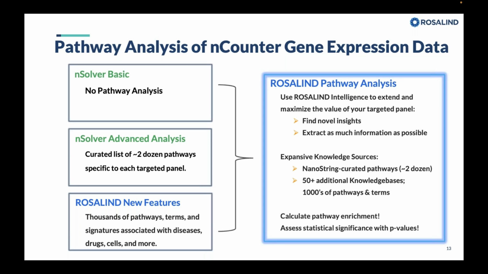Now at Rosalind, we wanted to make your targeted data even more valuable and extract as much information and get novel insights out of your data. So we added a lot of new features. Essentially, we went to public repositories, public knowledge bases, and we pulled out thousands of new pathways, terms, and signatures associated with diseases, drugs, cell types, virology, a lot more information. So in addition to those 24 or so pathways you're analyzing in NSolver Advanced Analysis, we're bringing thousands of more terms to your pathway analysis to give you this very expanded, extensive approach to maximize that level of information you can extract from your targeted panel.